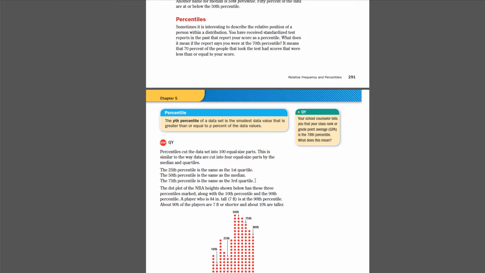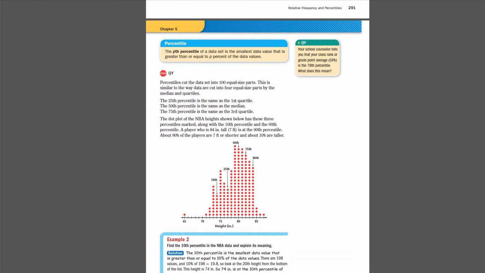Now if we take a look at the dot plot of the NBA heights, it's marked with the 10th percentile and the 90th percentile. A player who is 84 inches tall, that's 7 feet, is in the 90th percentile. That's right here. About 90% of the players are 7 feet or shorter, and about 10% are taller than that.